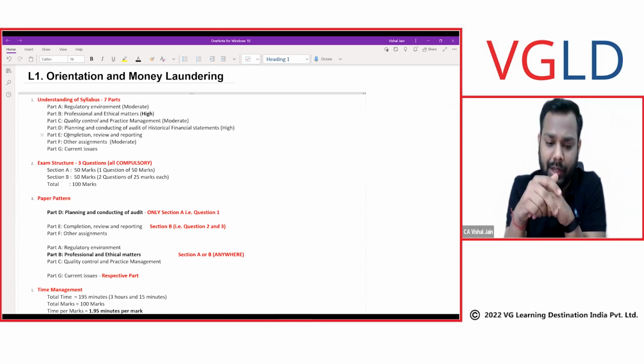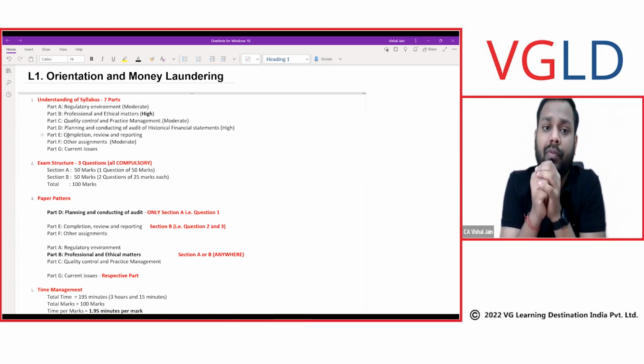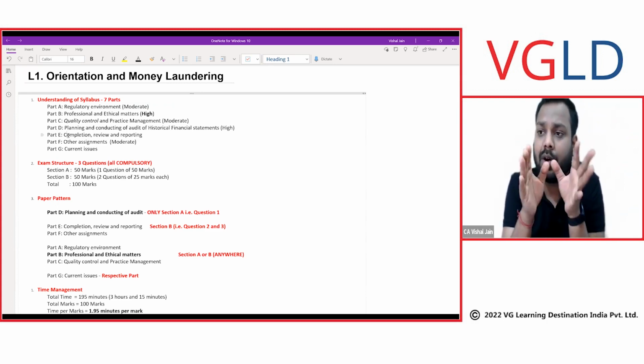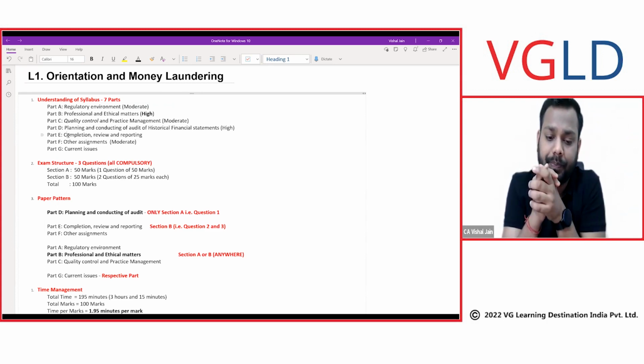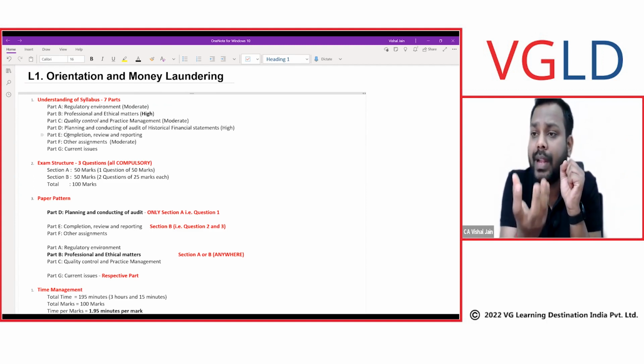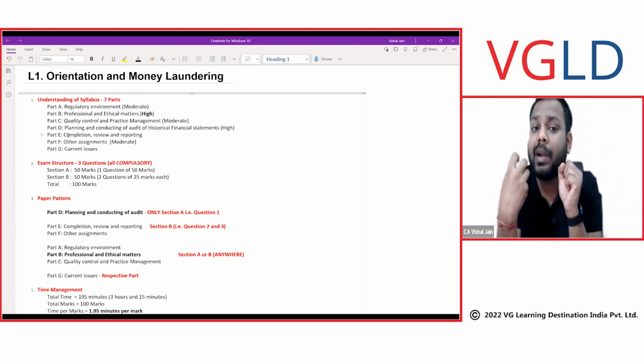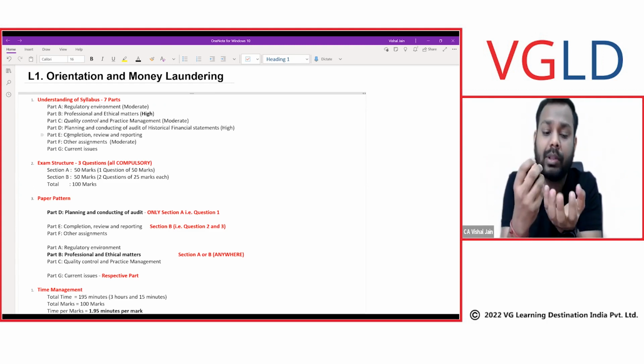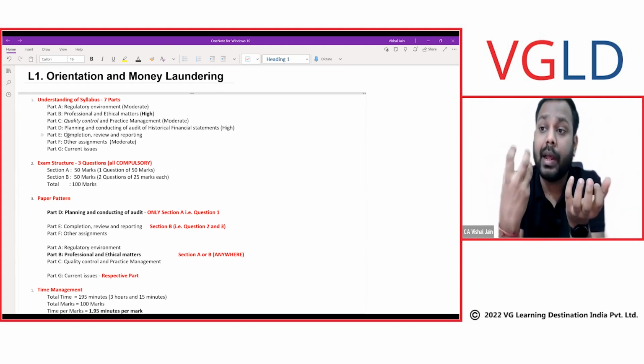Now, part E, completion review and reporting. In this chapter, we will understand, once the audit is done, how will that be reviewed, okay, and how will that be reported? Basically, we will understand about the review, we'll understand about the audit reports.